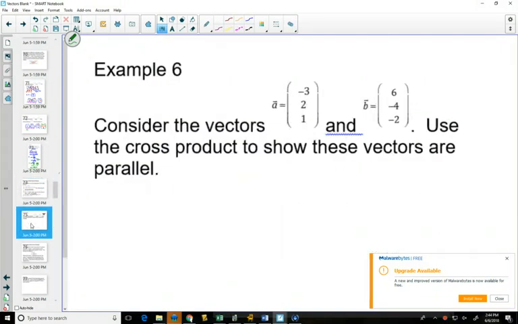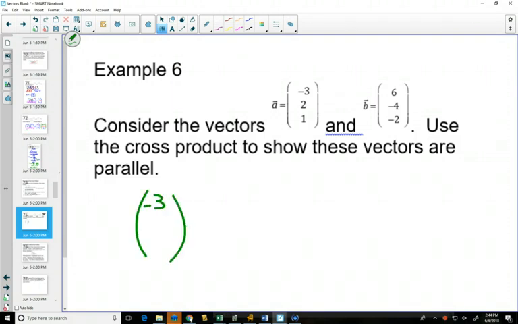Second last application. Consider these vectors. Use the cross product to show that they're parallel. So here's our first vector, cross product with our second vector. What was the way that we showed they were parallel before this? There would be some constant. Can you see that if you multiplied vector A by -2, it equals vector B? I still think that is the best way to show that two things are parallel, to show that one is a scalar multiple of the other.